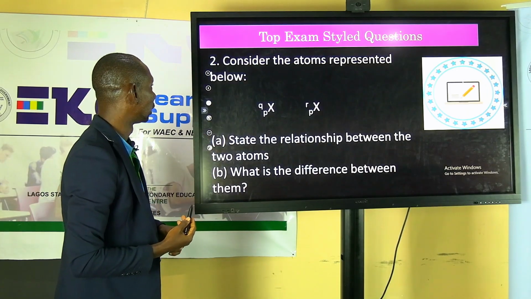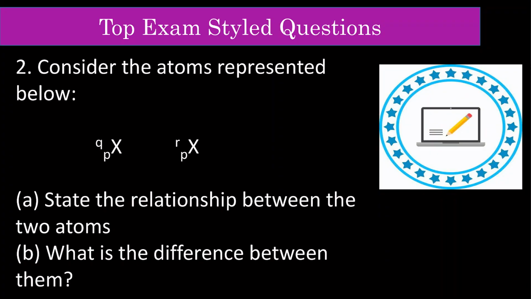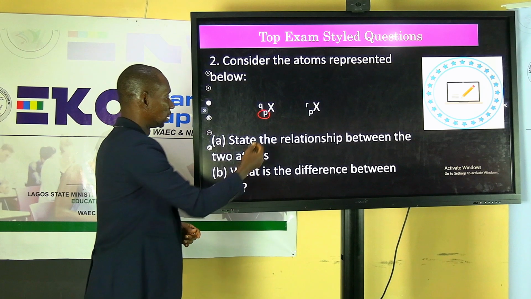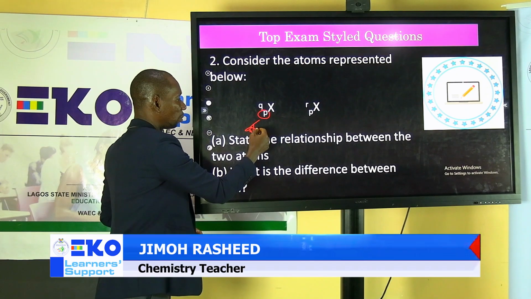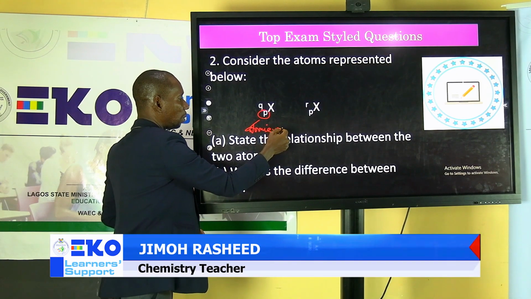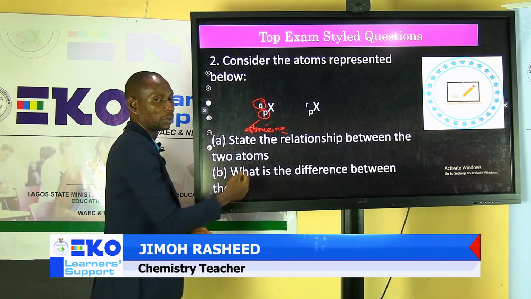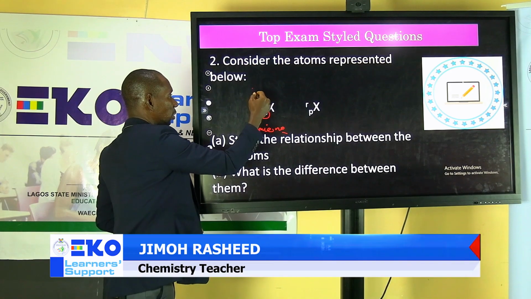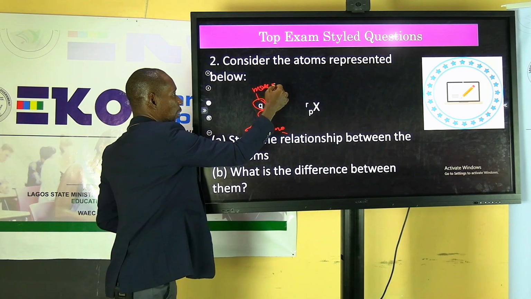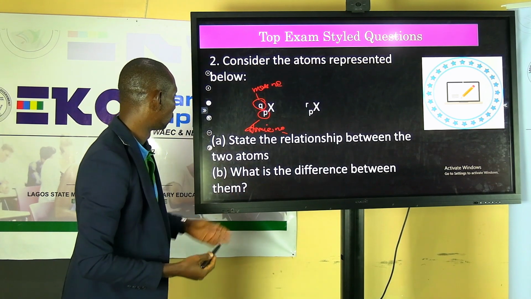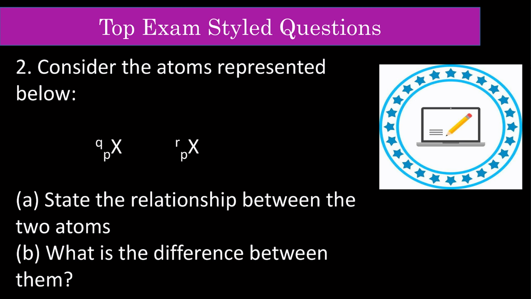The second one says we should consider the element represented by X. What does this number written down mean? You are correct. That is the atomic number. And how about the one that is written up of the symbol? Very good. That is the mass number. So the question is, we should state the relationship between these two atoms.